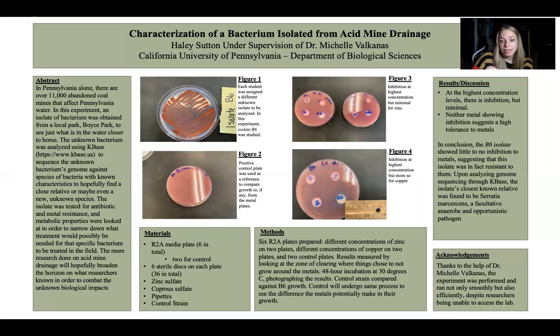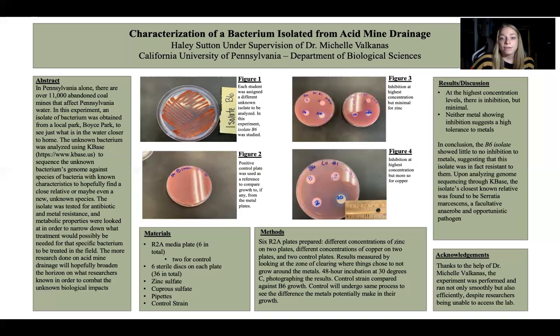So the 6 R2A plates were prepared. There were different concentrations of zinc on 2 plates, different concentrations of copper on 2 plates, as well as 2 control plates. Now, our results were measured looking at the zone of clearing, and that zone of clearing is where things will choose not to grow because of the presence of those metals. Now, these plates were incubated at 30 degrees Celsius for 48 hours, and the results are photographed in figure 3 and figure 4. Figure 3 shows the plates coated with zinc in different concentrations, and figure 4 shows the plates coated with copper in different concentrations.